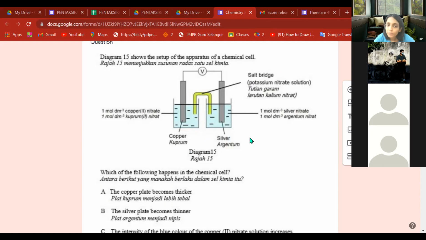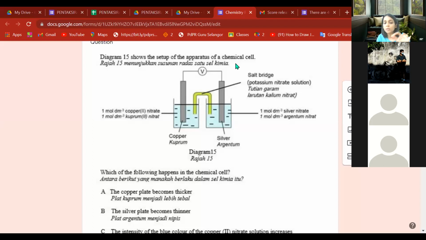So how to find out whether something is anode or cathode? What must you look at? Electrochemical series, is it? You must see which one is higher in the arrangement. Yes, correct. We must look at the ECS, but the marking scheme doesn't allow you to say the word ECS because it is not in your syllabus.